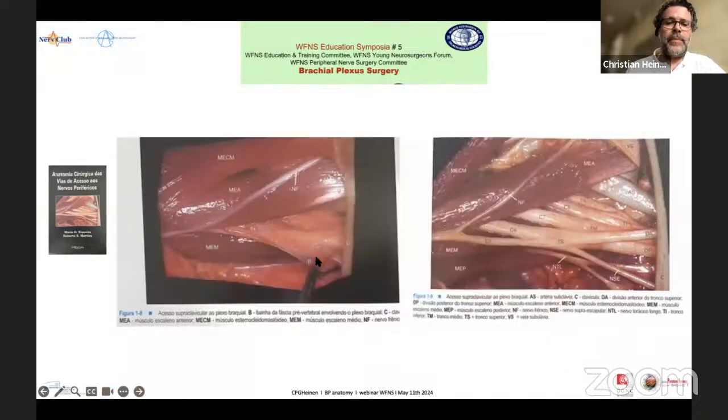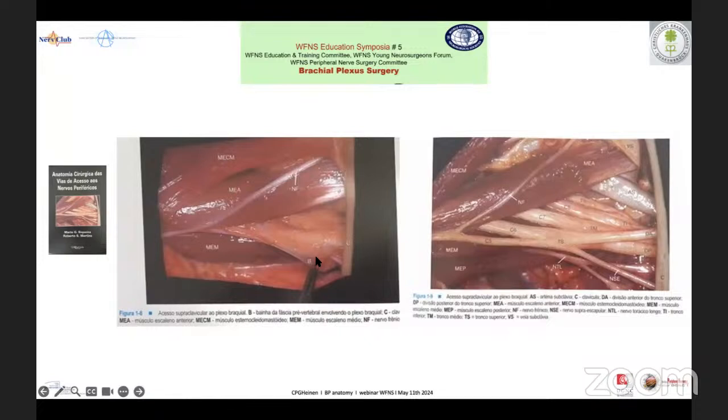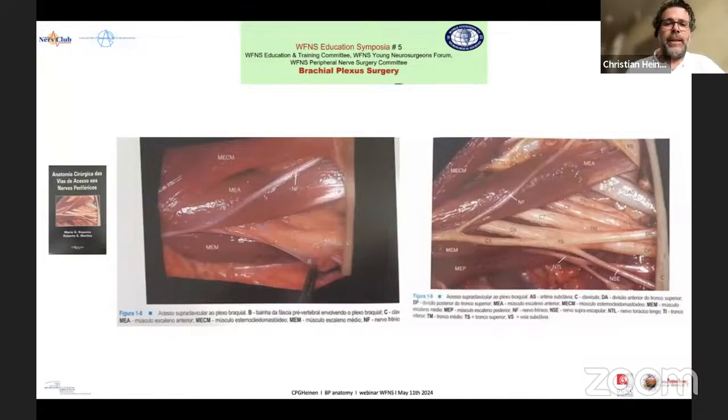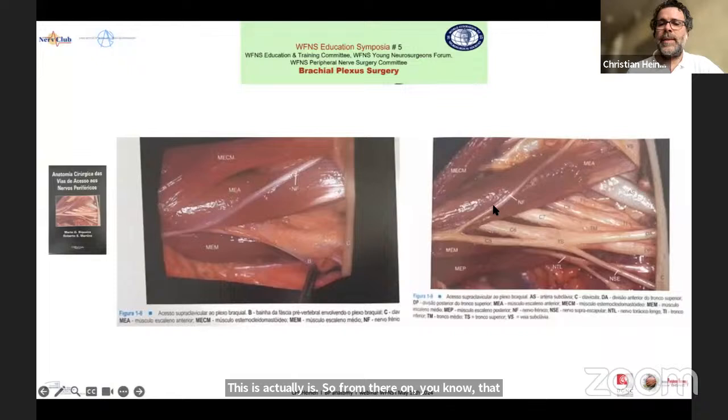This is actually it. So from there on, you know that you're in the level, in the surgical plane in which you should find the plexus. So from that on, well, you need to be careful and meticulous all the time, but from that on, you need to be even more meticulous and more prepared to encounter nerves. So this is taking you to the next step.